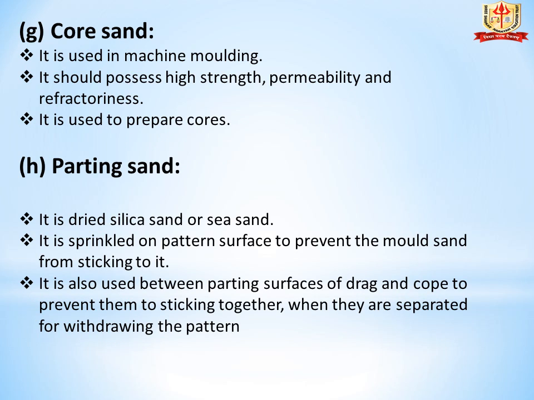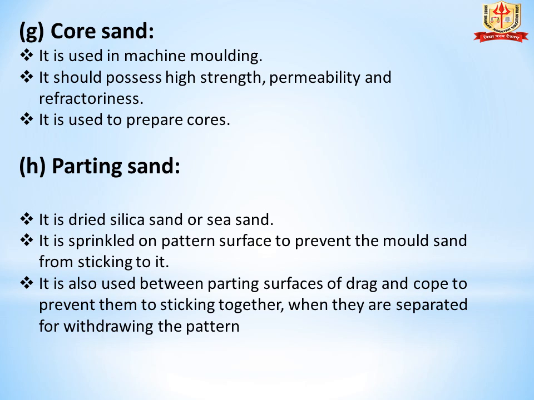Next sand, point number G, core sand. In this, point number 1, it is used in machine molding. Second point, it should possess high strength, permeability and refractoriness. Third point, it is used to prepare cores.